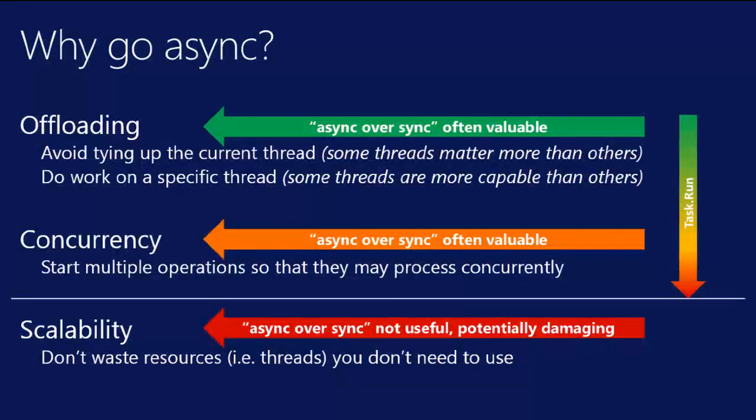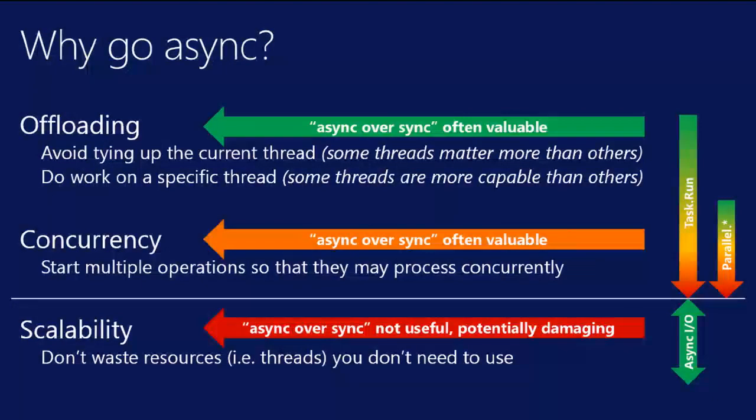So task.run, great for offloading. That's basically what it's for. Sometimes great for concurrency, right? And parallel.for, right? That's something that you can use for this kind of concurrent work when you're doing a bunch of concurrent CPU-bound, heavy lifting kind of processing work. But you don't want to use it when you're doing I/O-bound work. At the same time, right, both of those things, both task.run and parallel.for, those things are not useful, right, when you're looking for scalability. You don't want to be spinning up lots of threads to handle that kind of stuff.